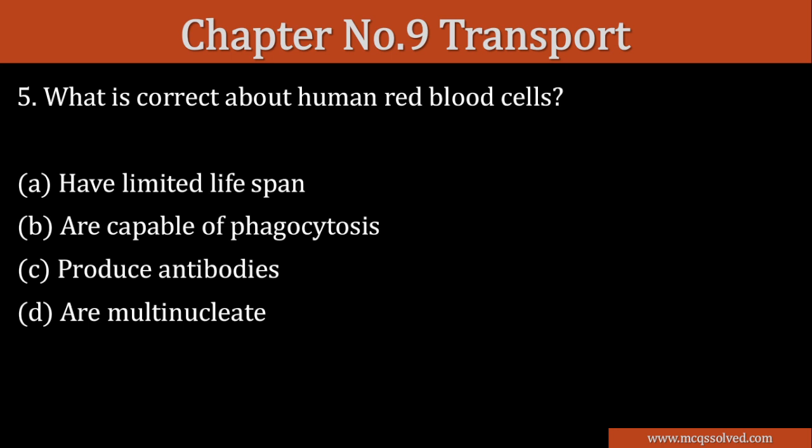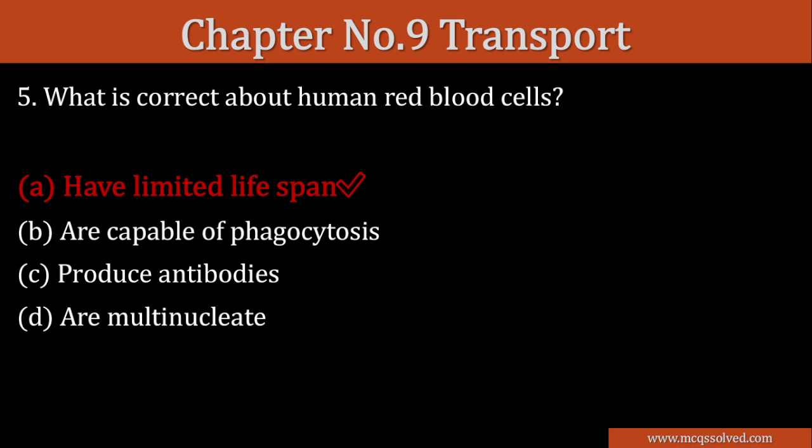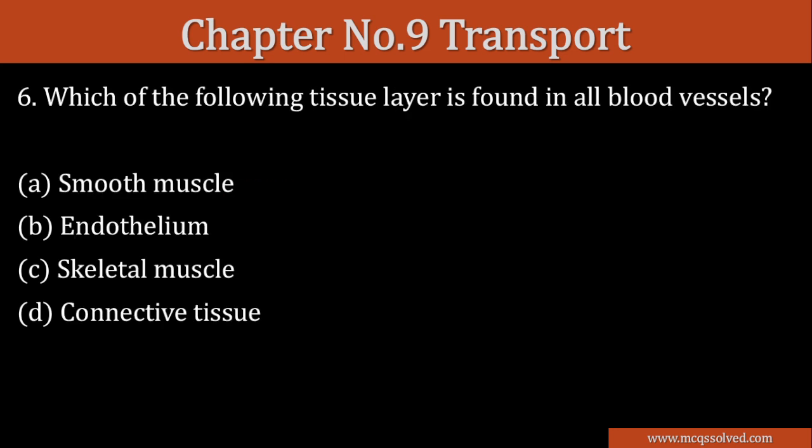What is correct about human red blood cells? Have limited lifespan, are capable of phagocytosis, produce antibodies, are multinucleated. So the right option is A, have limited lifespan.